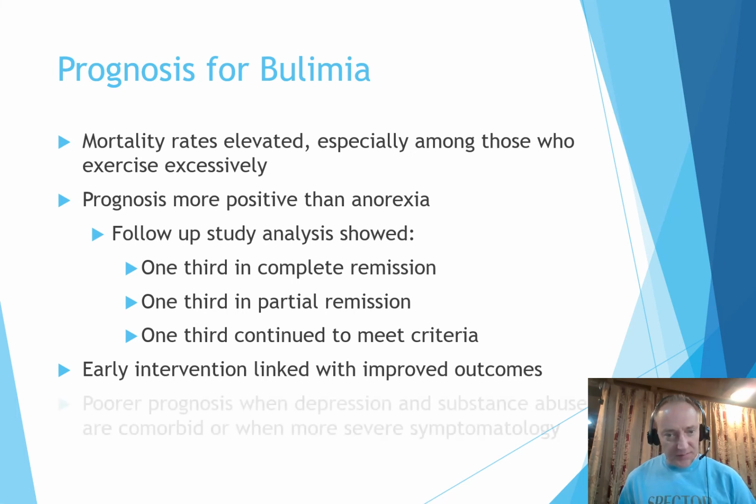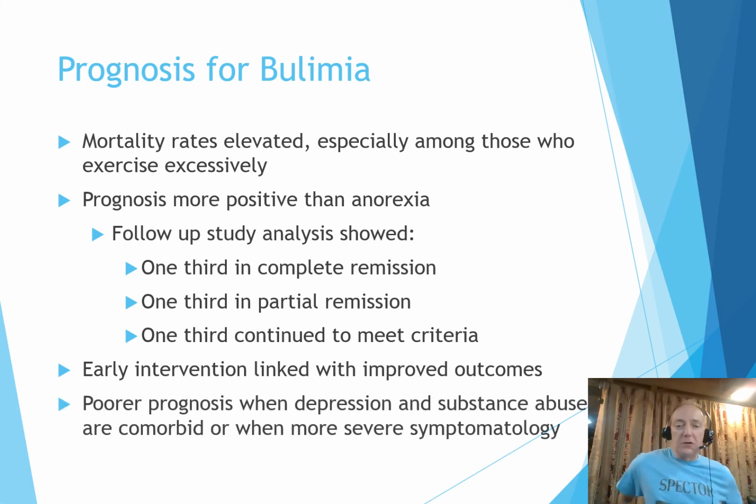The prognosis is better than for anorexia, but again, these are both tough disorders to get over and treat. About a third are going to get better and be in complete remission. A third are going to be in partial remission, and then a third are going to continue to meet the diagnostic criteria for bulimia. The earlier we can intervene, the better it is. And if there's any of those comorbid conditions, or they're at the severe ratings of bulimia because of the number of purges they do per week, we have a poor prognosis.